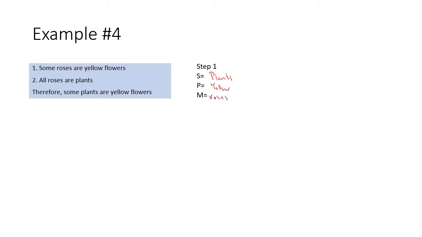So we've got that, and we've got our step 2, which is where we rewrite the argument. So we've got all M are P, some M are P, and then all M are S, therefore some S are P.